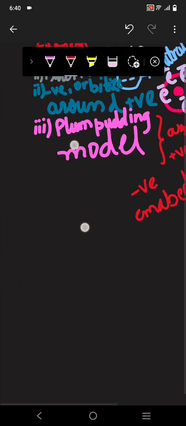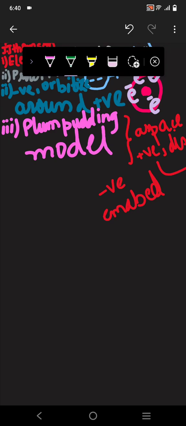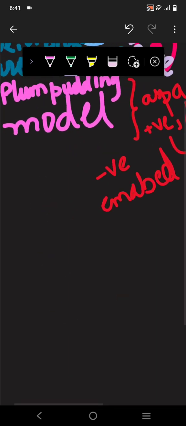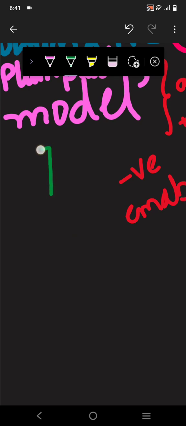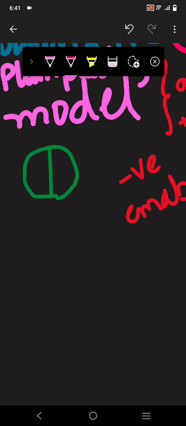If I give you the example of a watermelon, have you seen the watermelon? Yes, you have seen it. This is a watermelon, I'm making the half part. Okay, this is the watermelon. All right, here the electrons are embedded. Let me just make it again.